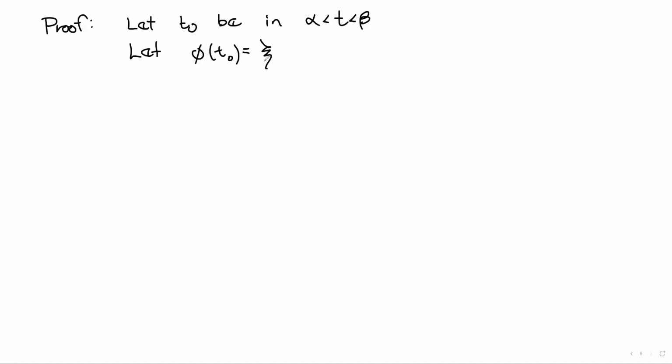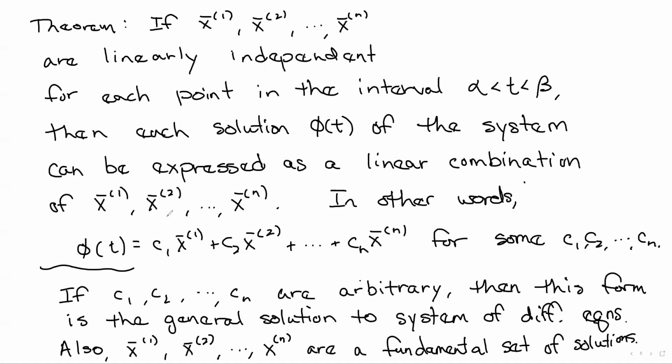And then what we want to do is determine if we pick a generic t naught and plug it into our system of differential equations and that produces a solution, then are we guaranteed to be able to find that solution by using our linear combination of solutions?